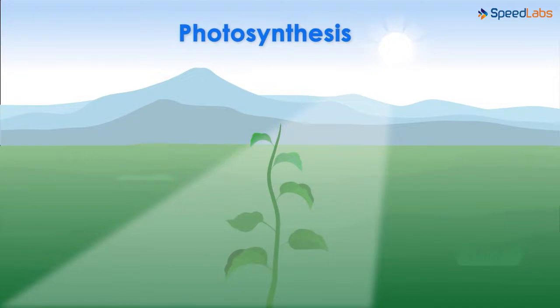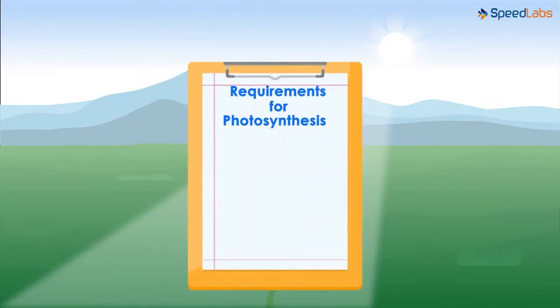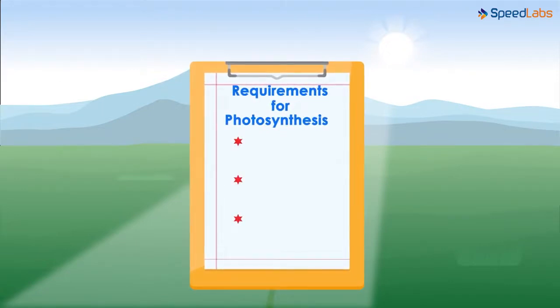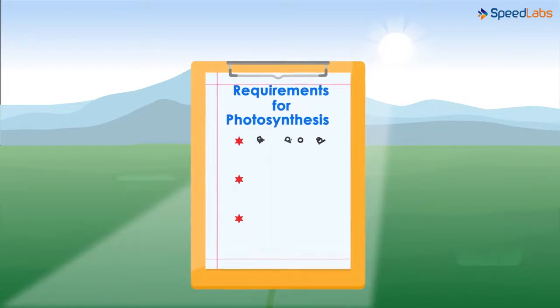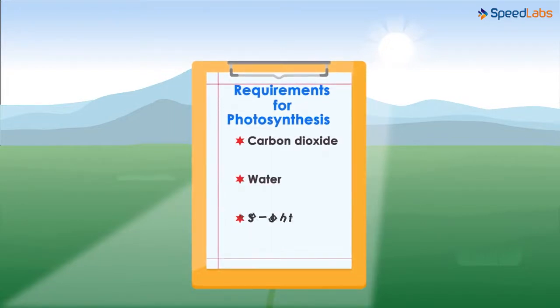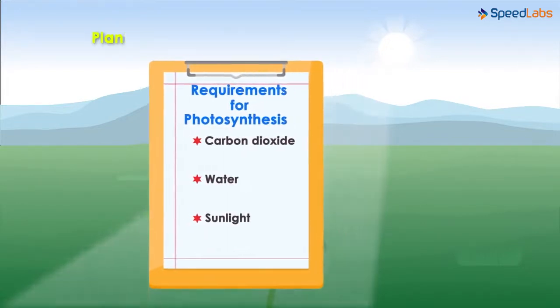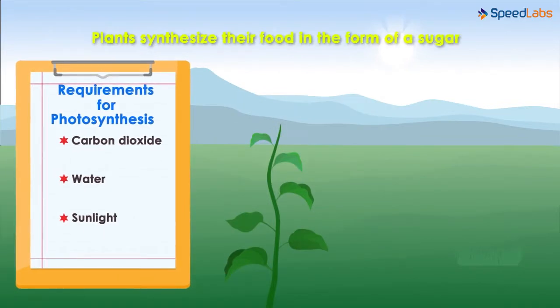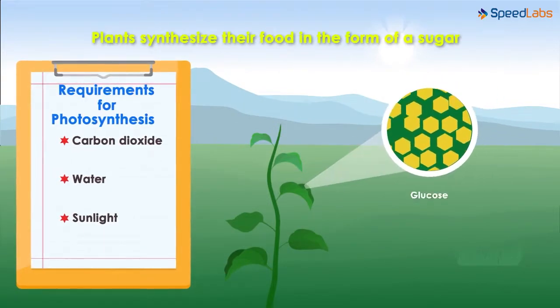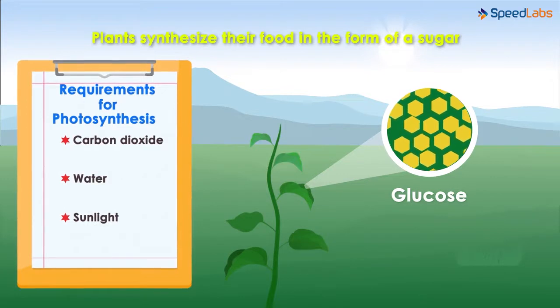Now, the question is, how do they perform this process? Let's understand the requirements for this process first. There are three major things that plants need in this process: carbon dioxide, water, and sunlight. Plants synthesize their food in the form of a sugar. This sugar is the glucose produced in the plants.